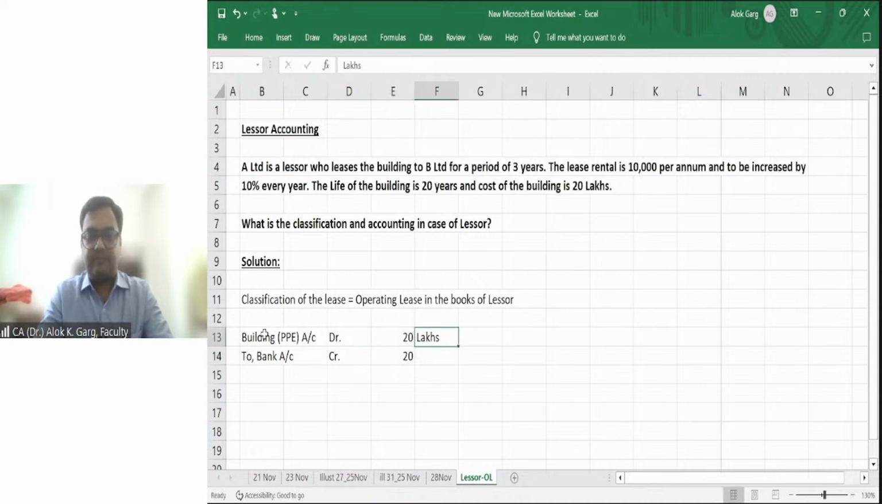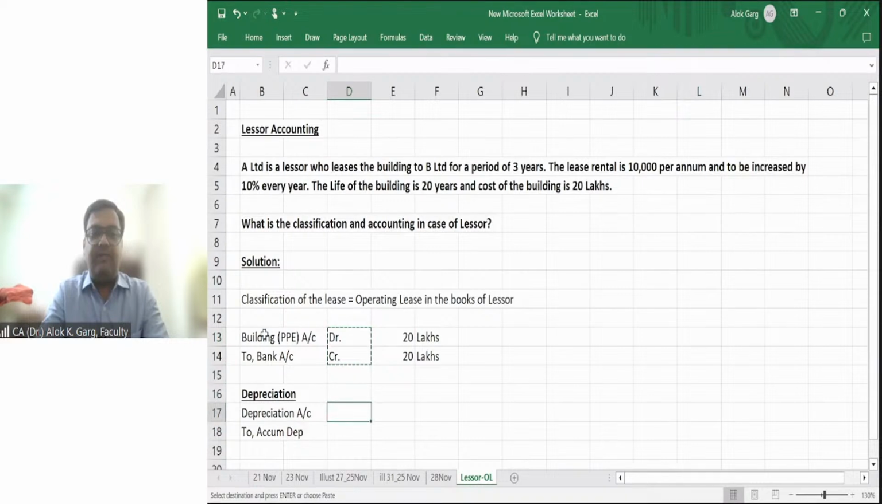$20 lakhs, right? Building PPE account debit to bank account 20 lakhs. Now, the lessor charges depreciation on that every year. So depreciation account debit on PPE, credit to accumulated depreciation, right? 20 divided by 20, because life is 20 years. It is given in the question. 1 lakh rupee is your depreciation every year.